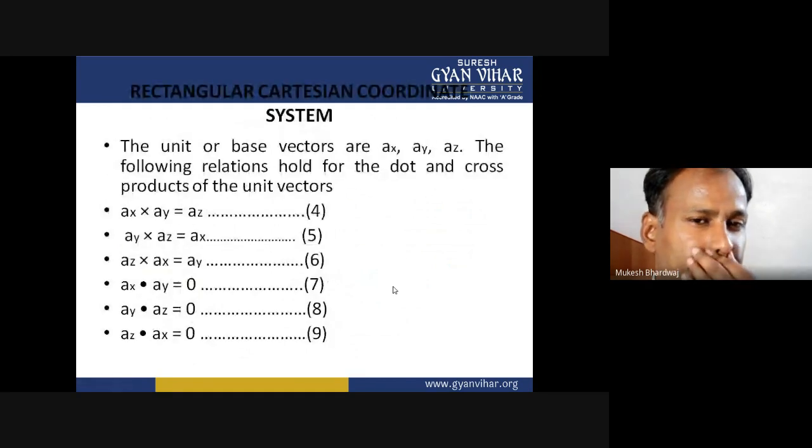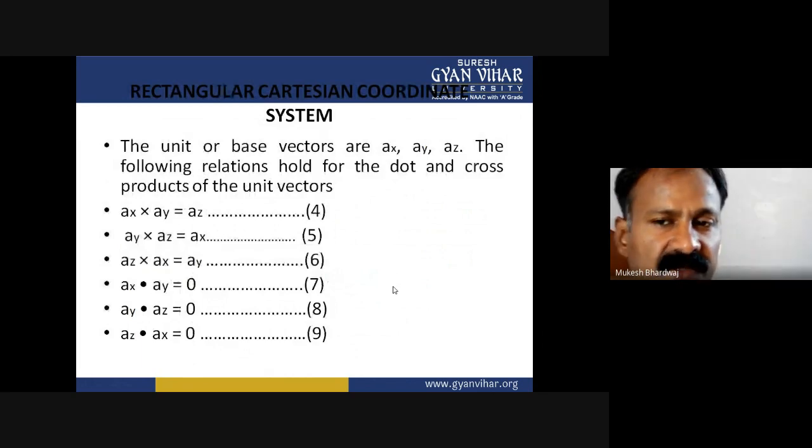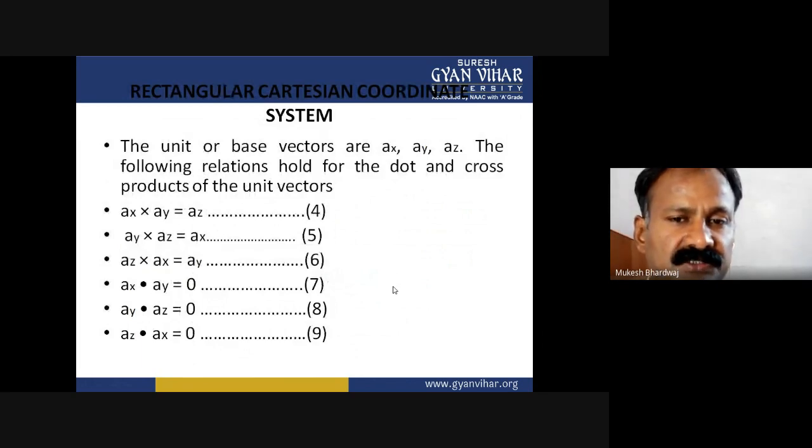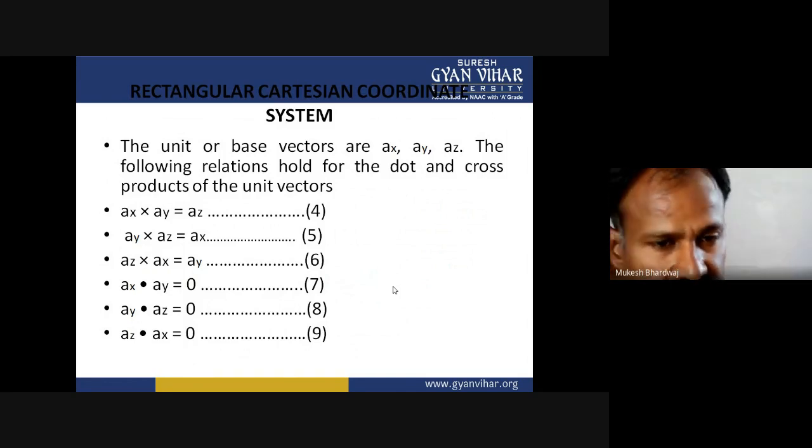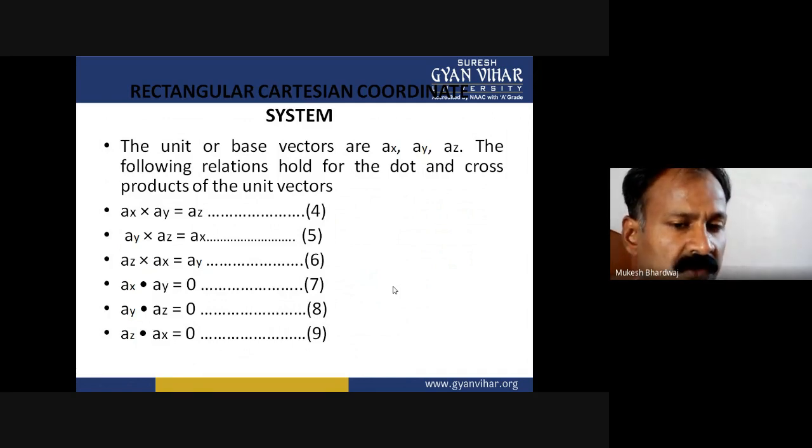The unit or base vectors are ax, ay, az. The following relationships hold for the dot and cross products of the unit vectors. ax cross ay equals az, ay cross az equals ax, az cross ax equals ay, ax dot ay equals 0, ay dot az equals 0, az dot ax equals 0.